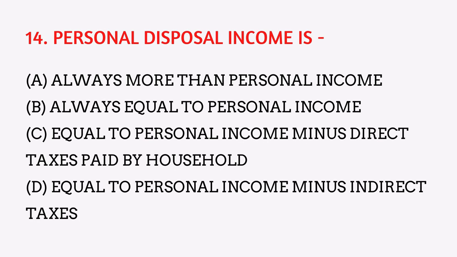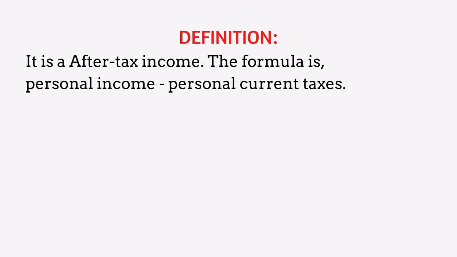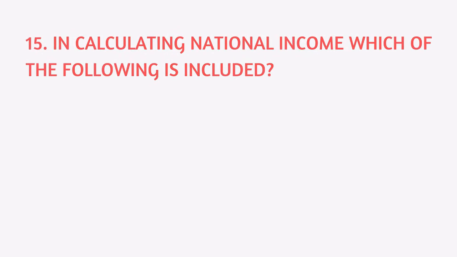Personal disposable income is... Equal to personal income minus direct taxes paid by households. It is the after-tax income. The formula is personal income minus personal current taxes.